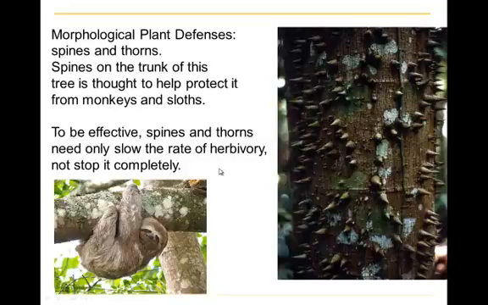Here's a very important fact here on this slide. It says, to be effective, spines and thorns need only slow the rate of herbivory, not stop it completely. And that's an important thing to remember, because even though a plant with spines still suffers some herbivory, it slows the losses to acceptable levels. So the plant still has enough energy to produce flowers and fruits and seeds.